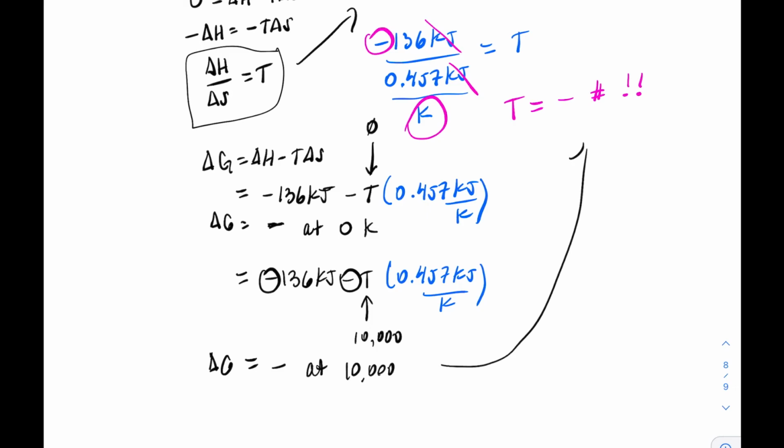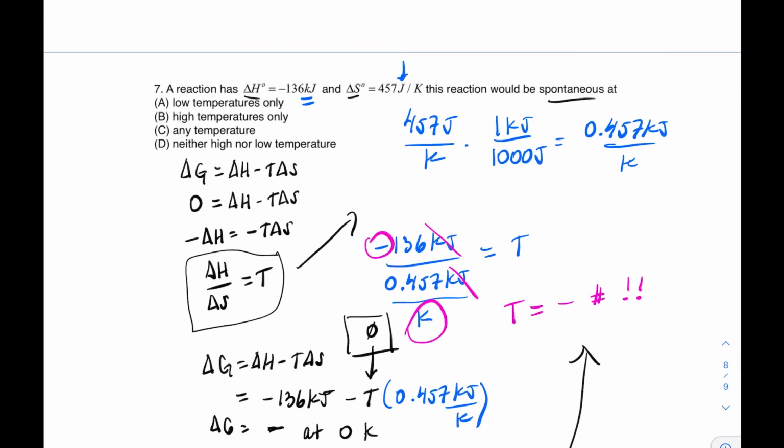So on our homework, we wouldn't really say the minimum temperature is negative whatever Kelvin. We would just say any temperature, it's spontaneous, because it's spontaneous at a low temperature of 0 or at a high temperature like 10,000. So the correct answer for this is any temperature. Okay?